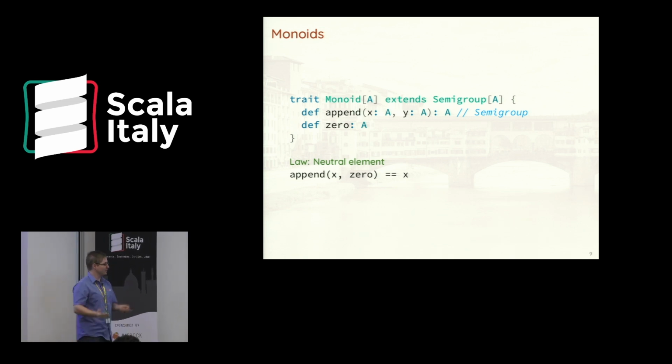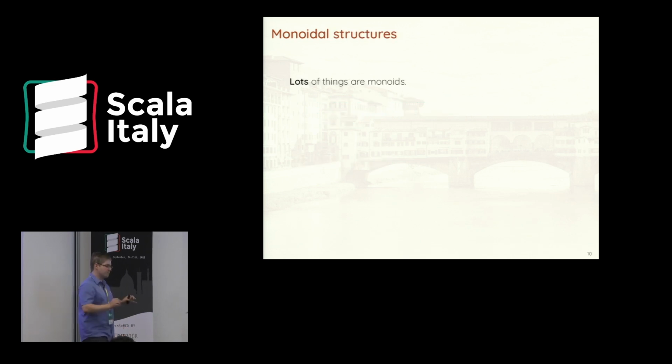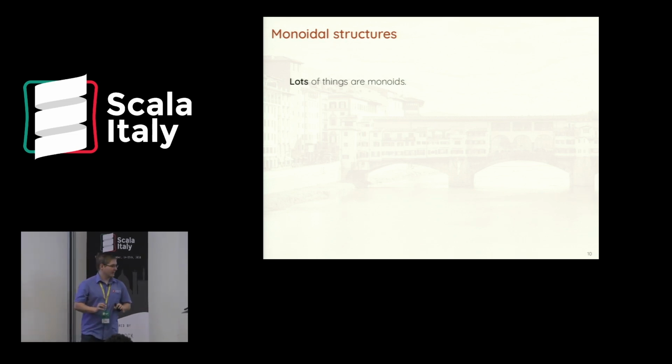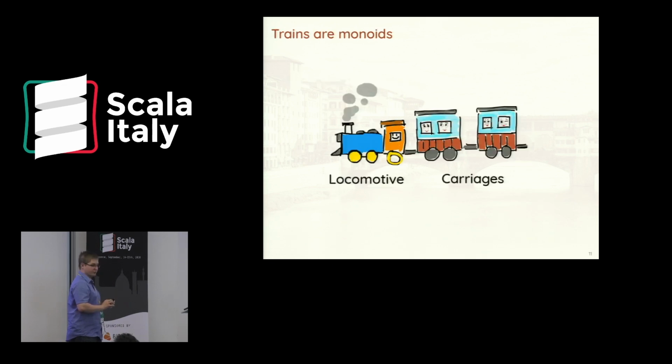So we need to give an implementation of these traits. And it turns out that many things are monoids. Really, a lot of things. And before I show you some Scala implementations, I want to show you a real-life example. And that real-life example is a train, or rather trains. So I'm going to argue that trains are monoids, right?